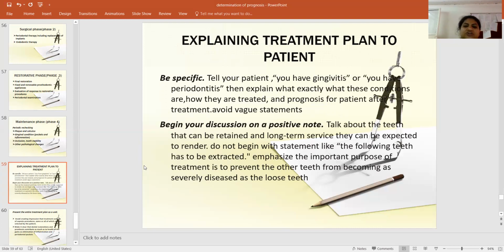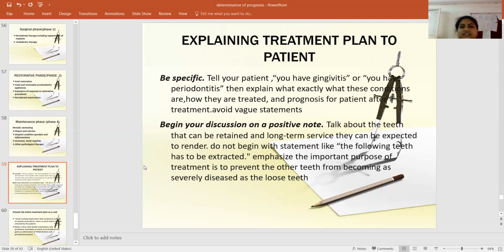So begin your discussion on a positive note. Always, whenever you are discussing anything with the patient, you have to bring the patient to a point where they can understand every possibility, and always explain the positive aspect of the treatment. Don't start on the negative.